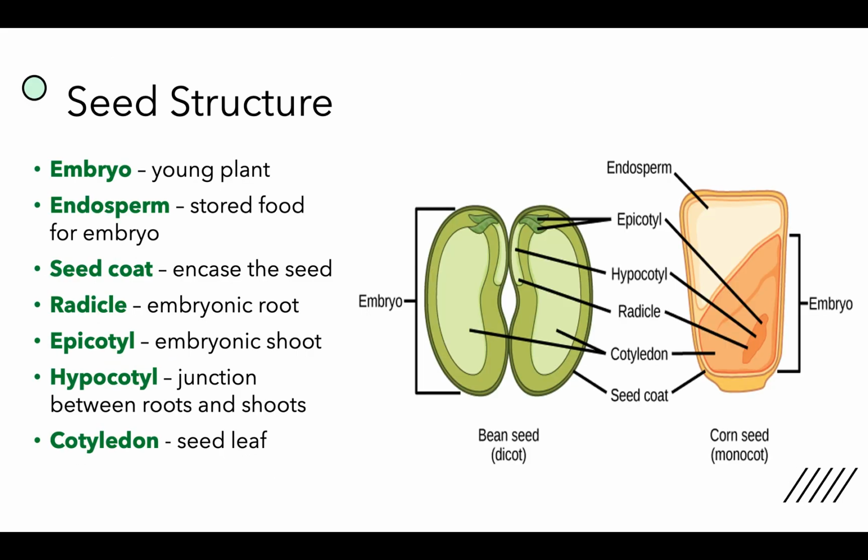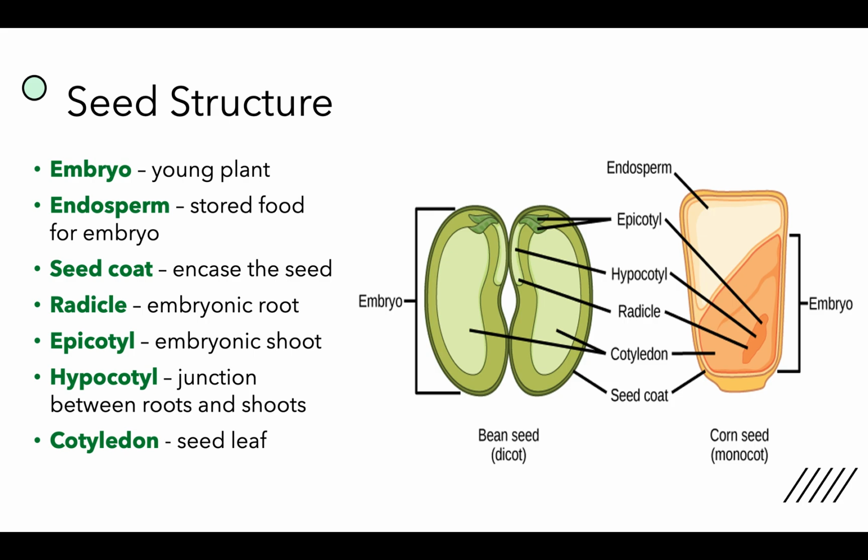So we now examine the different parts that make up the seeds. The embryo is the young multicellular organism before it emerges from the seed. The endosperm is the source of stored food consisting primarily of starches. The seed coat consists of one or more protective layers that encase the seed.